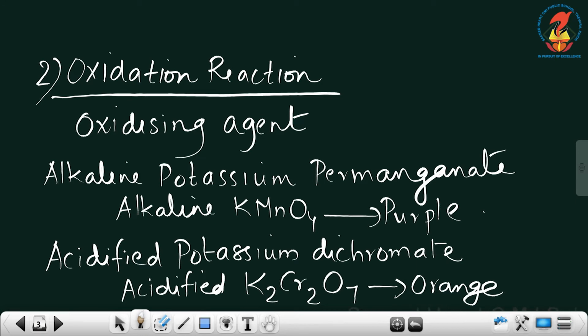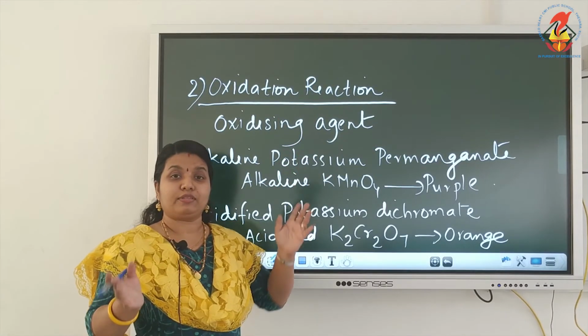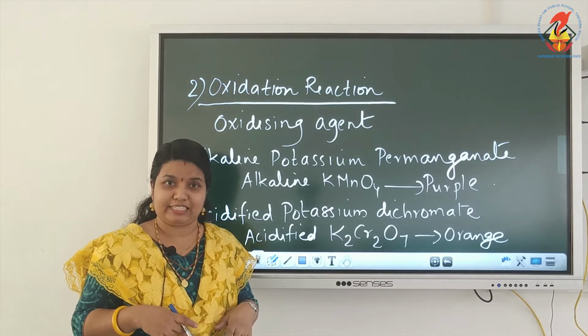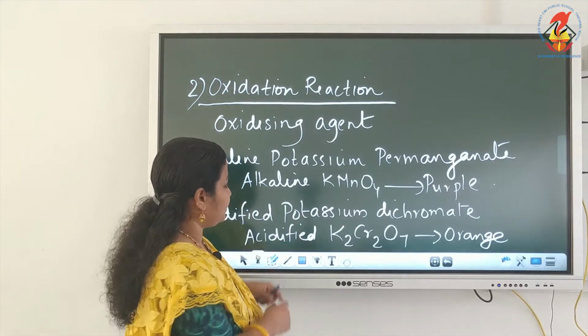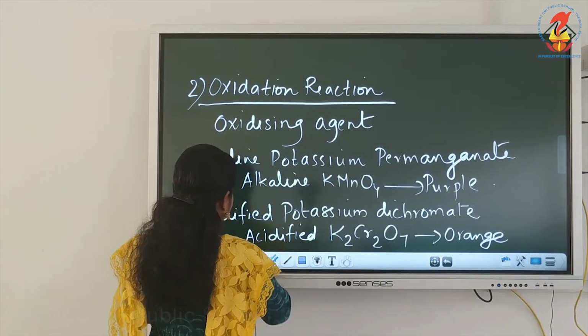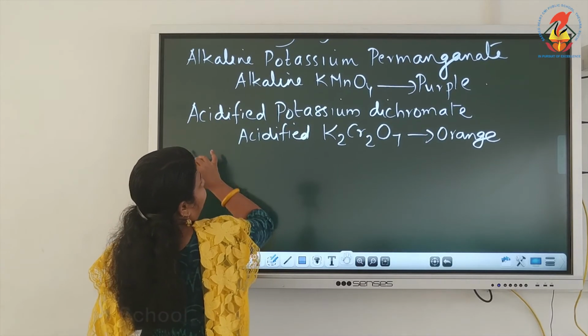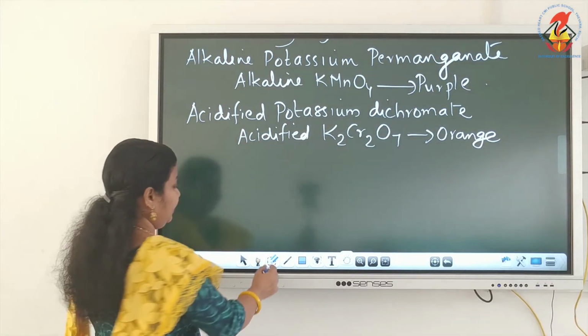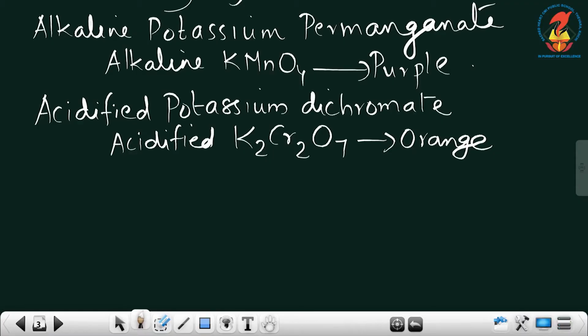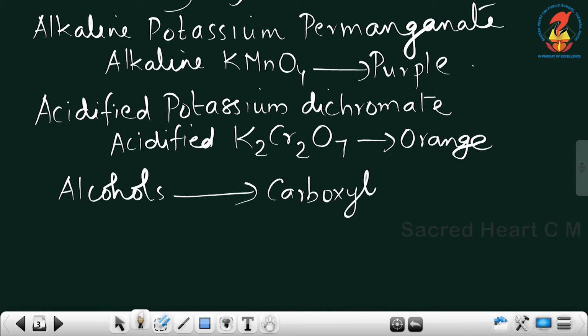Okay. So, here oxygen is not directly added to the substance. Instead, oxygen is supplied by another chemical substance known as an oxidizing agent. The common oxidizing agents used here are either alkaline potassium permanganate KMnO4, which is purple in color, or acidified potassium dichromate. And these oxidation reactions are used to convert alcohol to the corresponding carboxylic acid. So, we have to learn oxidation reactions where alcohols are converted to the corresponding carboxylic acids.